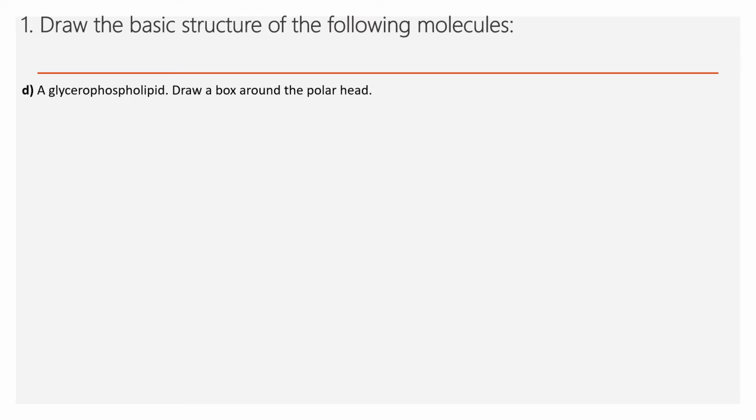D, a glycerophospholipid. Draw a box around the polar head group. Let's draw a glycerophospholipid first.